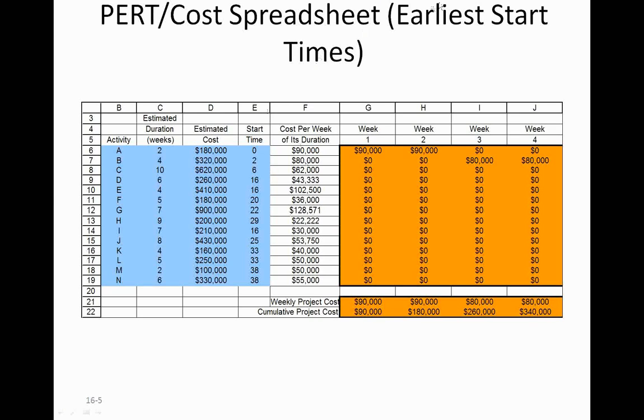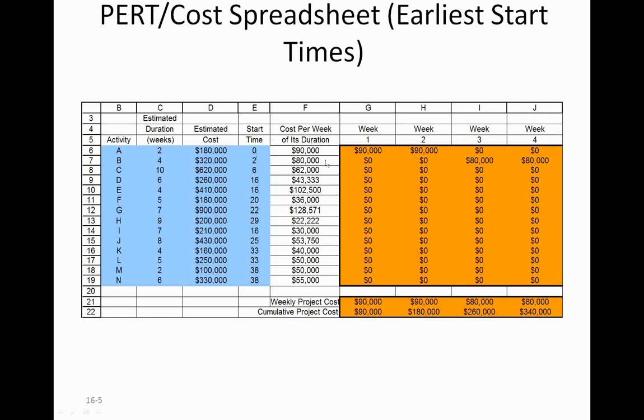So here is the earliest start times based on that. 0, 2, 6, 16 for each one of the activities. I'm not going to go through all these worksheets that I have here, so I'm going to come back and do a problem. It becomes more clear if there is any ambiguity over here.